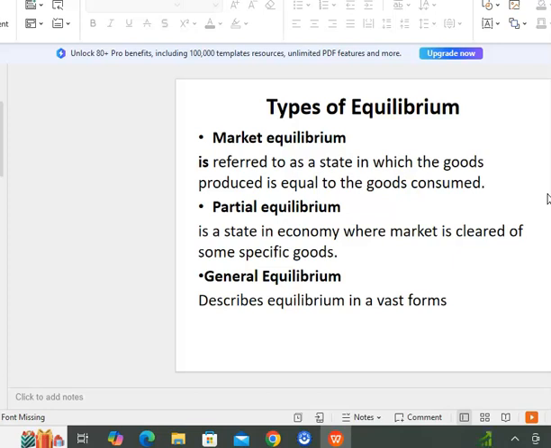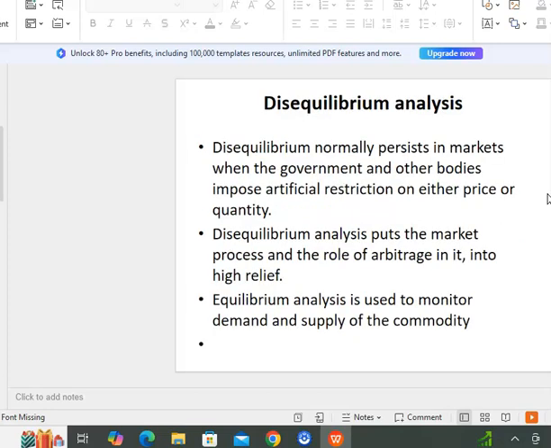However, the quantity demanded and the quantity supplied are not exactly equal, but they are at a partial equilibrium. And the general equilibrium describes equilibrium in vast forms. And we have the disequilibrium analysis, whereby normally it persists in markets where the government and other bodies impose artificial restrictions on either price or quantity.